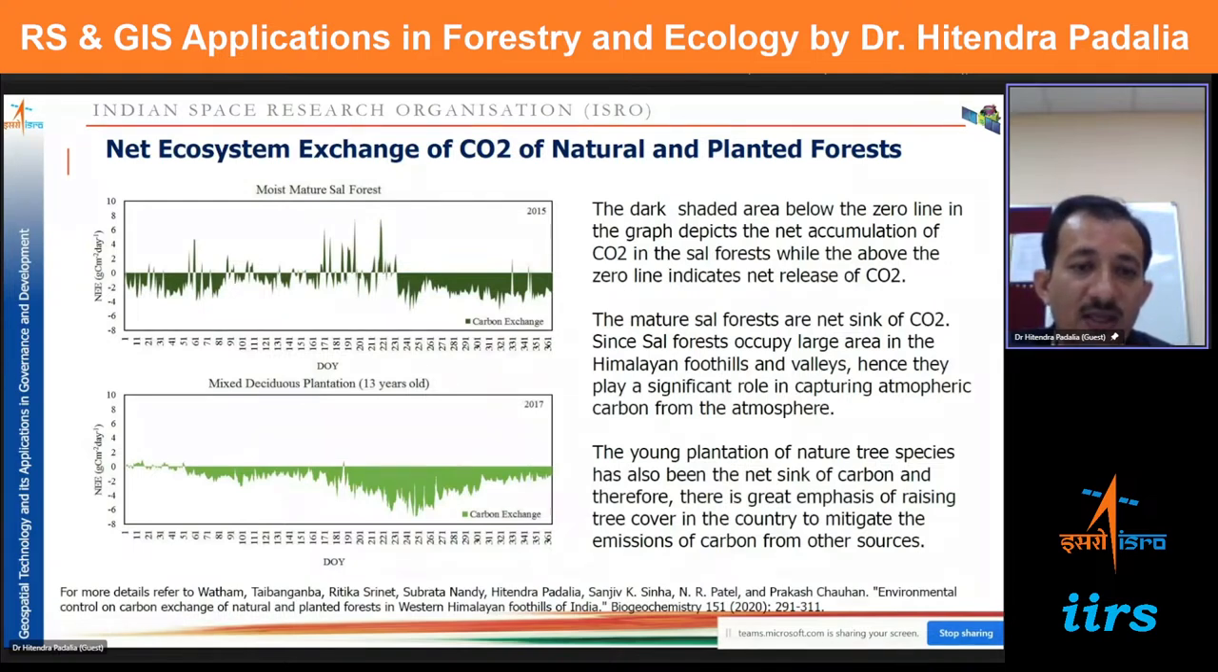On the other hand, when you do plantation activities, it is proven that at early stages of plantation, when they are not quite old, as here, you find that all the time these plantations are absorbing carbon. That's why people always favor that we should do more plantation activity.